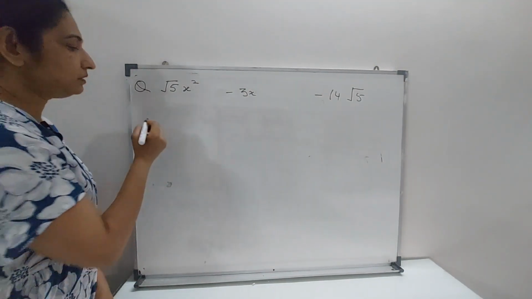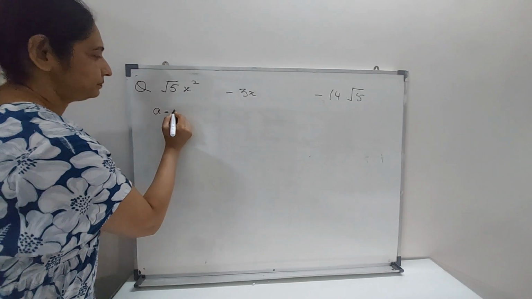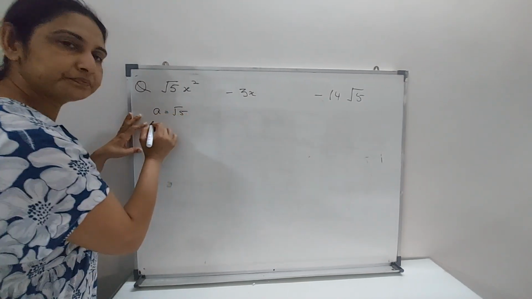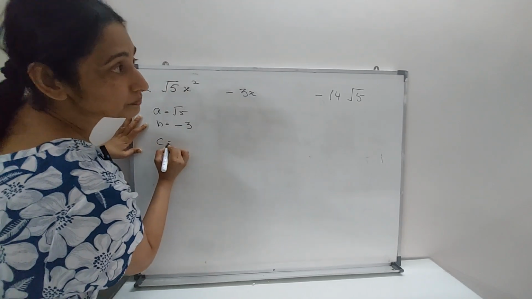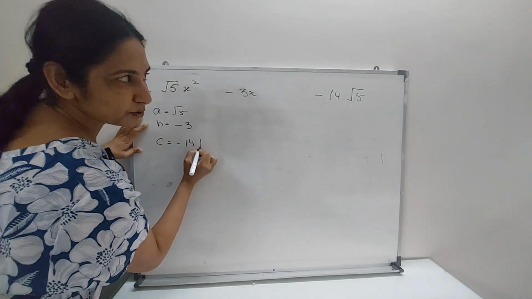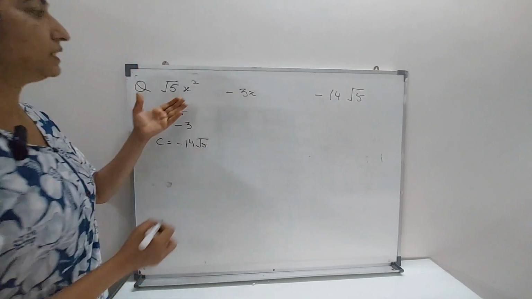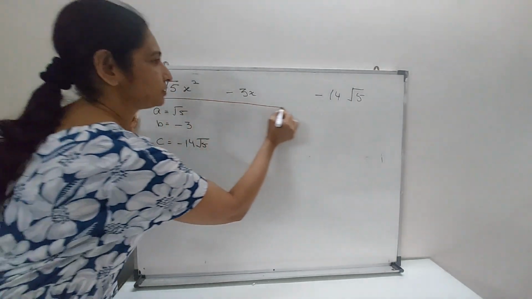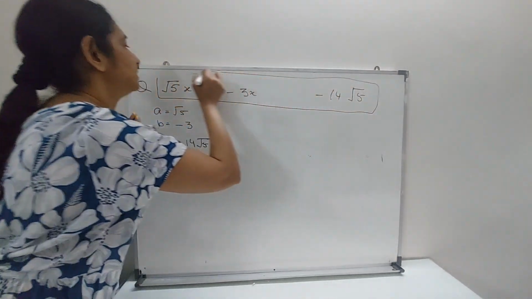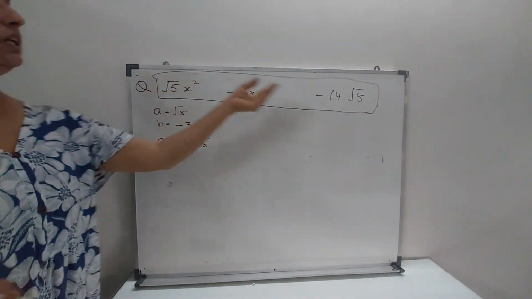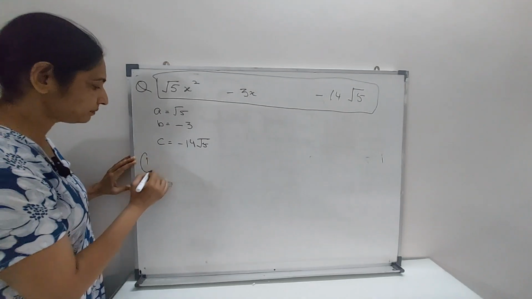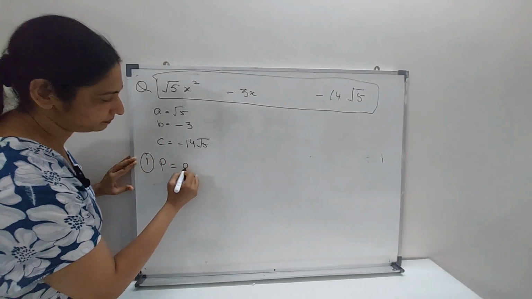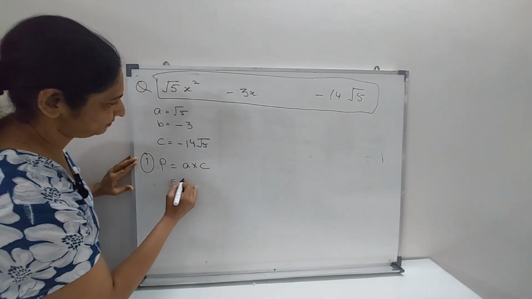Okay. So first step first. I hope no problem here. I'm just writing. This is the question. This is the expression which you have to factorize, with A and C having root terms. First step, find the product.